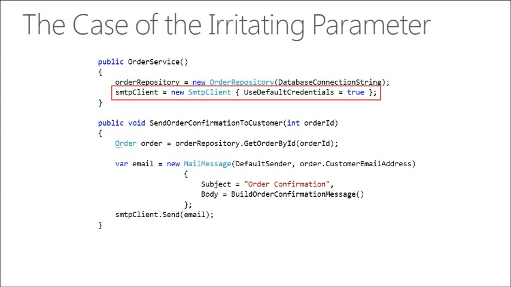Because as it looks now, if I want to test the order service class, because now we've moved down a level, so we're not testing order controller anymore, I want to test order service, but without sending emails and without sending anything to the database. Under that, you see I have a send order confirmation to customer method. It gets an order from the order repository, and then creates an email and sends it off.